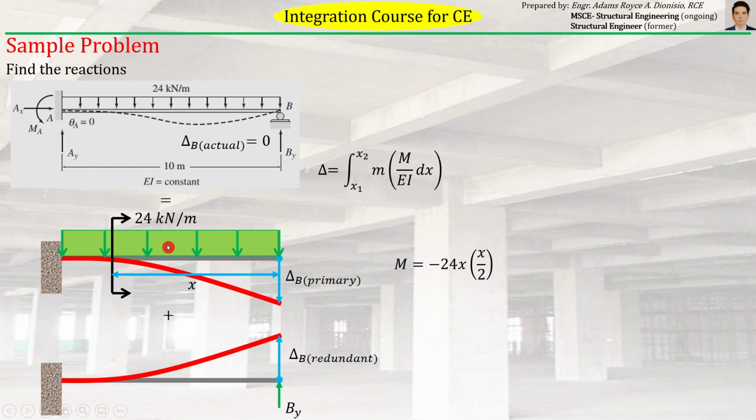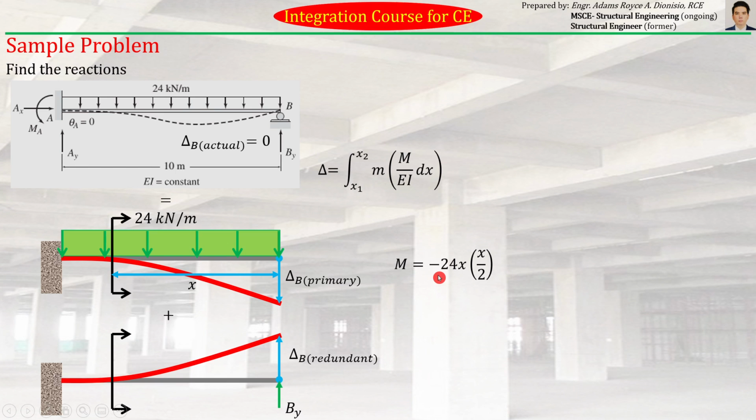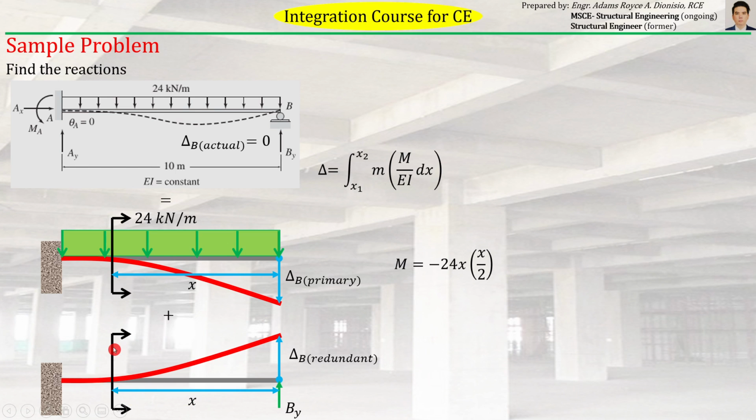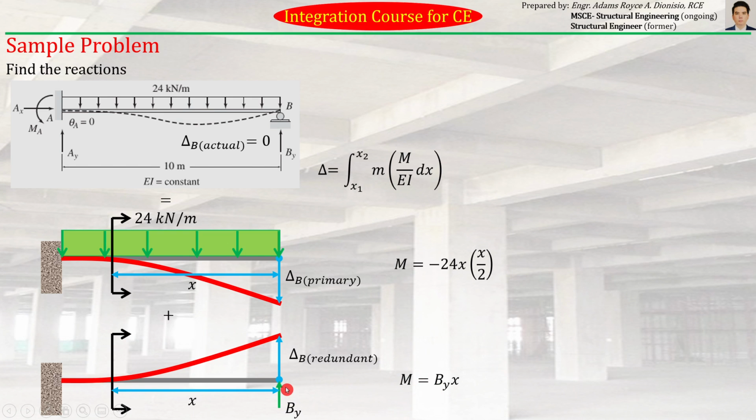And take note, downward yung force, so negative yung moment equation niya. Okay. For the redundant naman, same pa rin. Gawa natin ng moment equation. Yung cutting plane natin at the distance x pa rin from the right end. So yung moment equation dyan sa redundant will be the force times the moment arm, which is x. And upward yung force, kaya positive yung moment. Okay. So these are the moment equation from the primary structure.